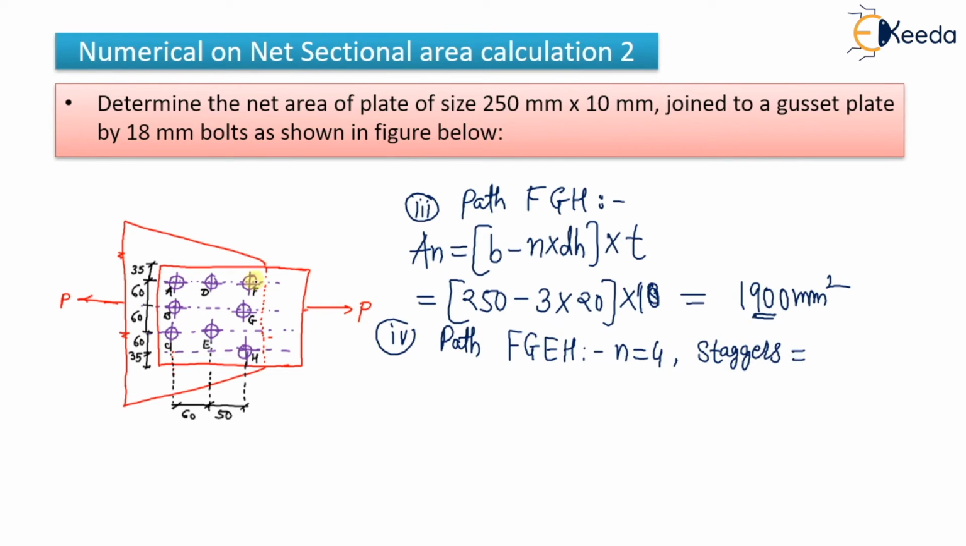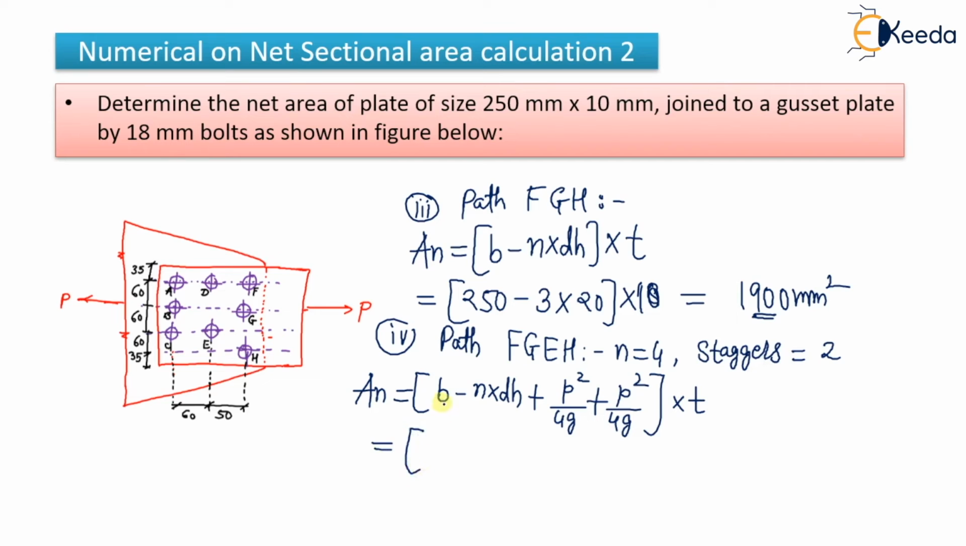Staggers, I have told you: FGEH. G to E is first and E to H is second, so two staggers. Now the formula will change: AN equals (B minus N into DH plus P square by 4G plus P square by 4G) into T. Why have I taken two times the P square by 4G term? Because the number of staggers is 2, and multiply by T as it is.